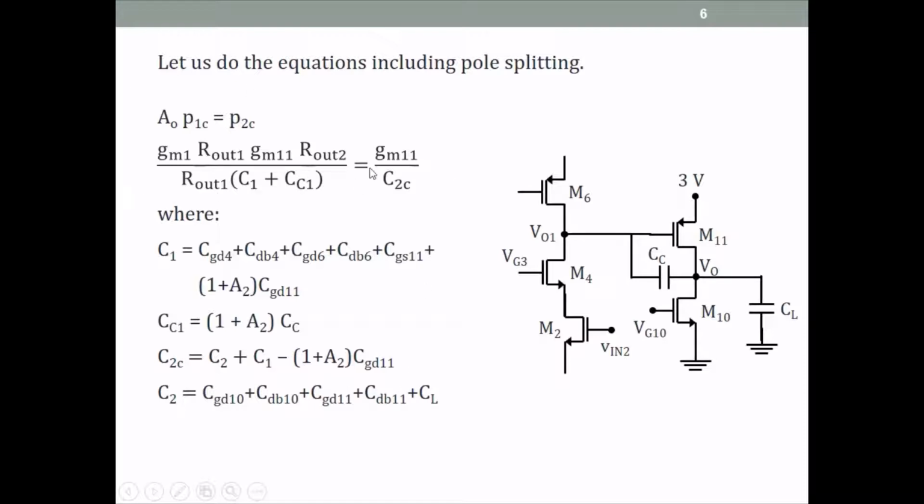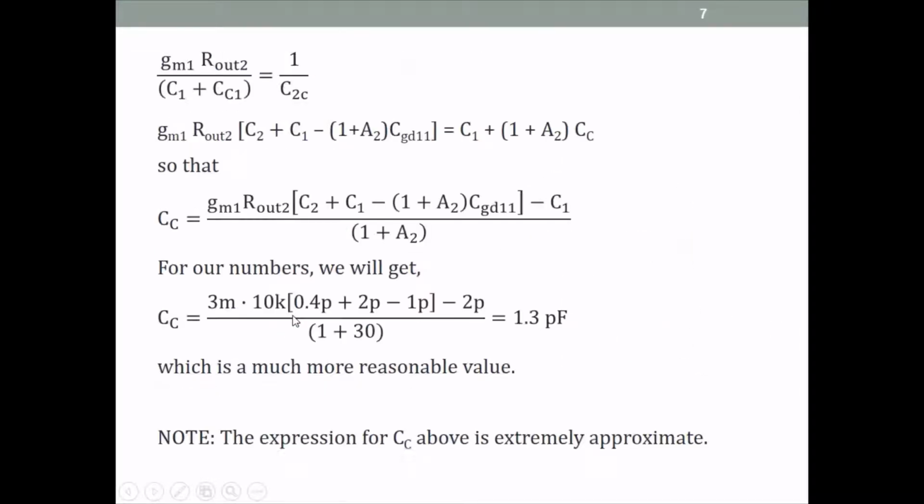So we get this expression, and now we can cancel GM11, cancel Rout2, and then substitute all of these, and then we will solve basically for CC. So that is here. So we get GM1 Rout2 divided by C1 plus CC1 equal to 1 by C2C. And we cross multiply. So we get GM1 Rout2 into all this equal to C1 plus (1 plus A2) CC. CC1 is (1 plus A2) CC. And this we solve for CC. So we get this big expression.